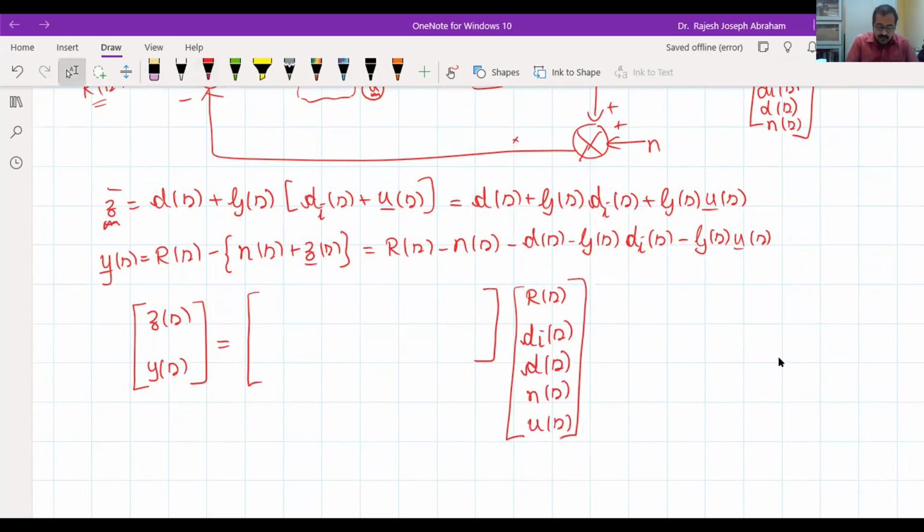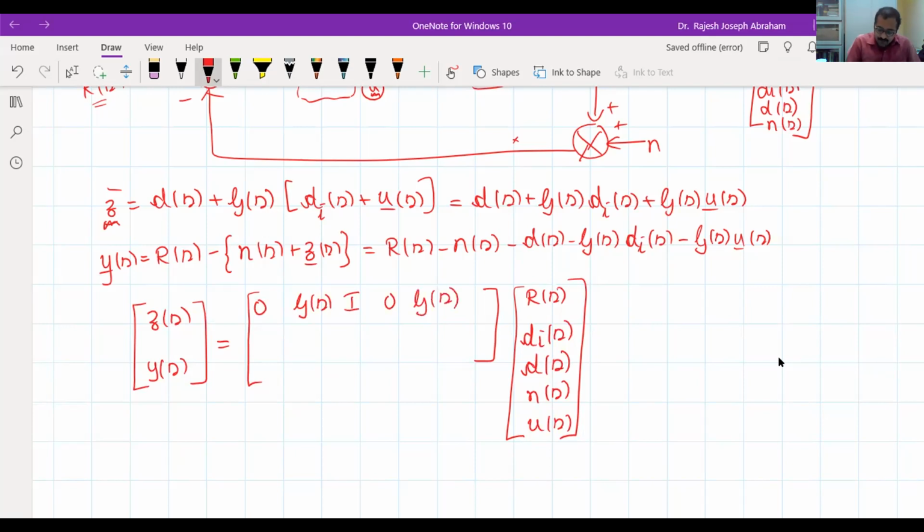Okay, now it's just arranging only. So what will you get? The first term corresponds to 0. There is no R of s term in Z of s, right? Then for di of s, we have a G of s term. Then for the D of s term, there is one. It is not one, it should be I, the identity matrix, because this is a MIMO system, multi-input, multi-output. So it should be I. Then what is N? There is no term, 0. Then corresponding to U, we have G of s. So 1, 2, 3, 4, 5, right?